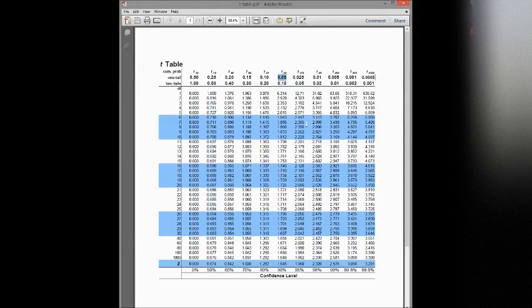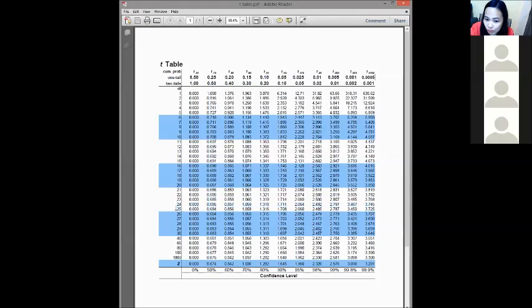Next, the given sample is 26. But to get the degrees of freedom, it is the sample minus 1. So 26 minus 1 is 25. To get the degrees of freedom, again, sample minus 1, so that will be 25. So the intersection of 25 and 0.05, that is what?